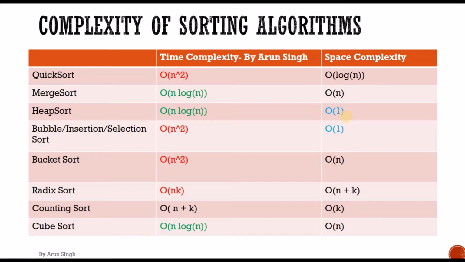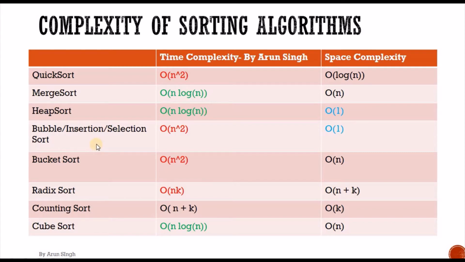When we compare quick sort, merge sort and heap sort, time complexity of quick sort is worse. So these two are good in time complexity. When it comes to space complexity, heap sort is best. O(1) is best. So I can say among quick sort, merge sort and heap sort, heap sort would be the best case for sorting. Why? Time complexity and space complexity both are the best.